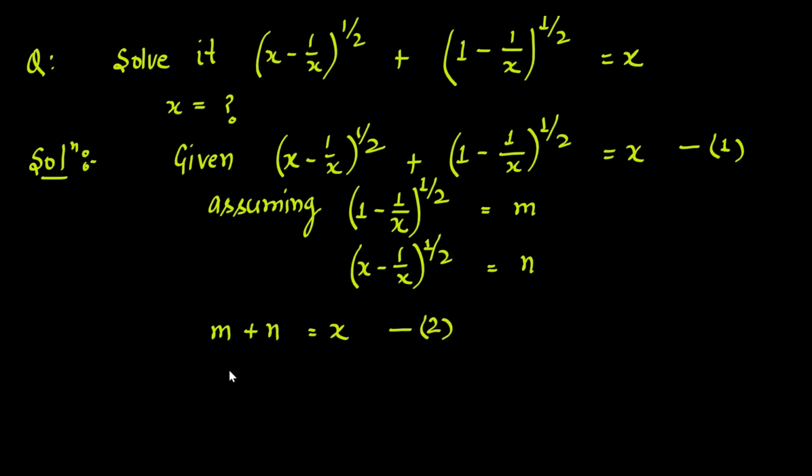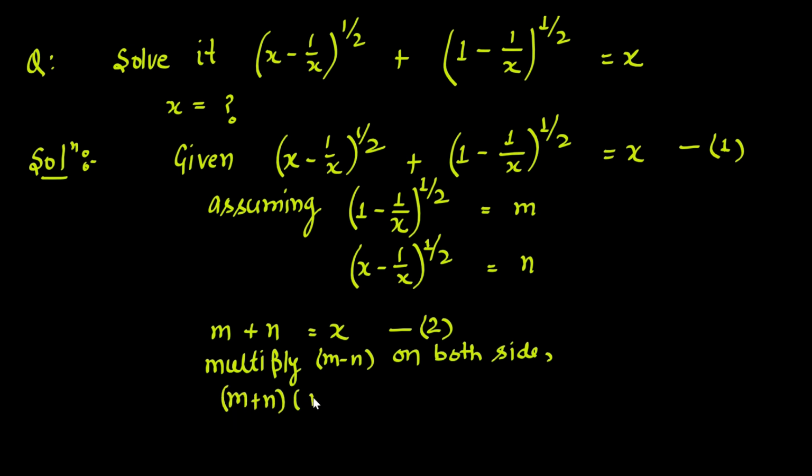Now multiply (m − n) on both sides. So we will get (m + n)(m − n) is equal to x times (m − n). We know this expression, m plus n into m minus n. We will simply multiply these two, so we will get m² − n² is equal to x times (m − n).